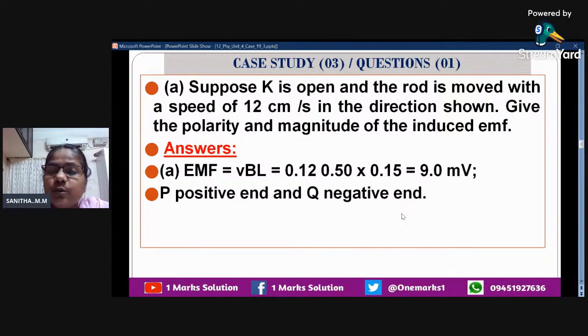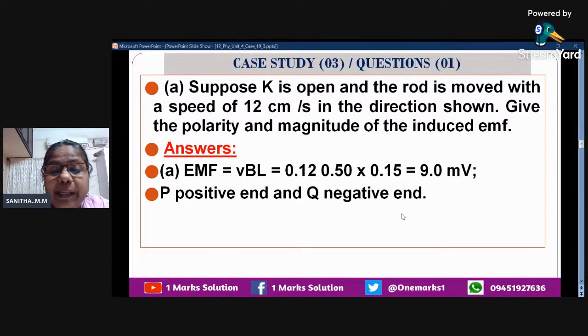Polarity means what? You should know where is positive and where is negative, or you can say the direction of the current also. So first we have to find the induced EMF. What is the equation for induced EMF? We will call it motional EMF. That is also very important.